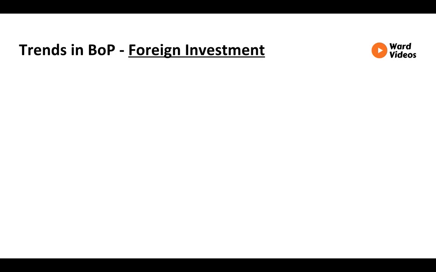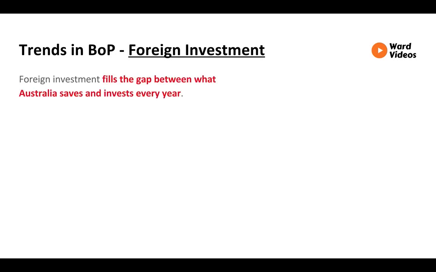The final trend in the BOP is foreign investment. Foreign investment fills the gap between what Australia saves and invests every year. The advantages of foreign investment in Australia include consistent economic growth, a highly skilled workforce, strategic location, strong governance, good infrastructure, and a business-friendly environment. No wonder people want to invest in Australia.